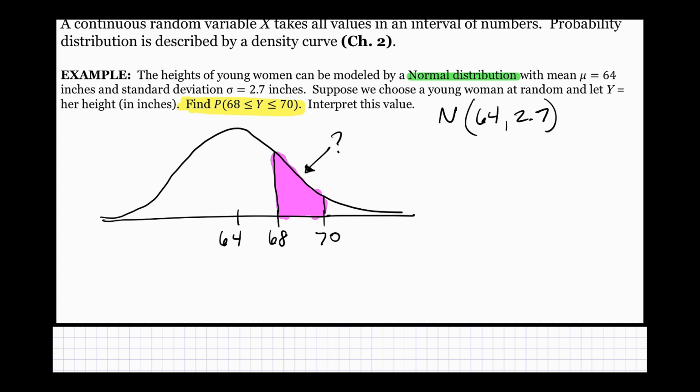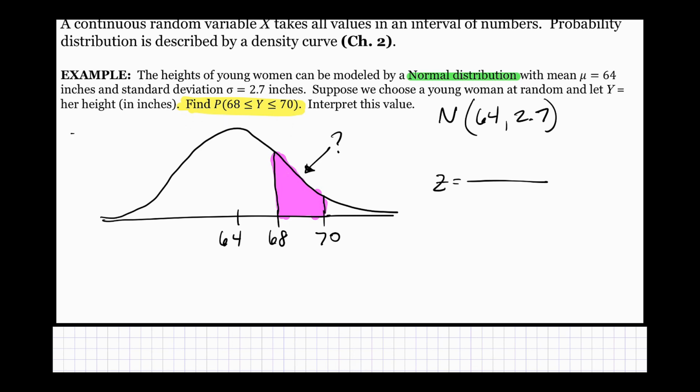So how do we do that now? What else do we need besides the picture we sketched? What was the next step that we needed to do? Z-scores. We need Z-scores for 68 and 70.